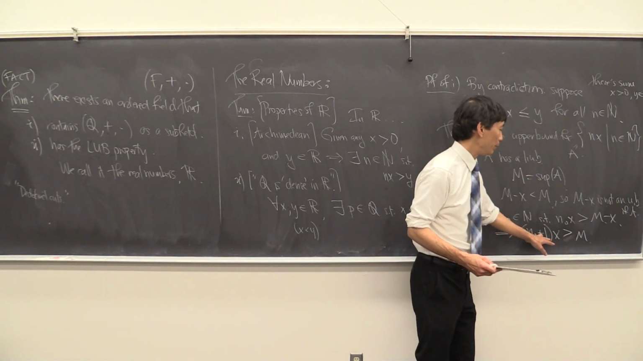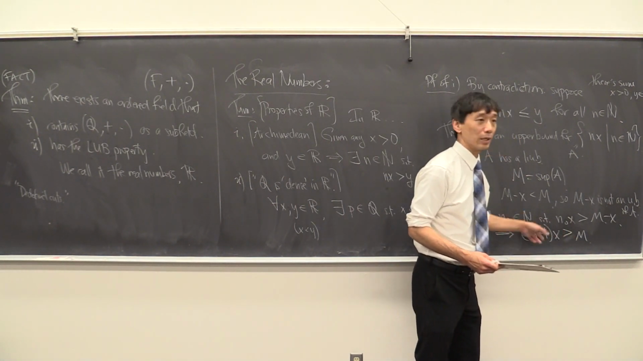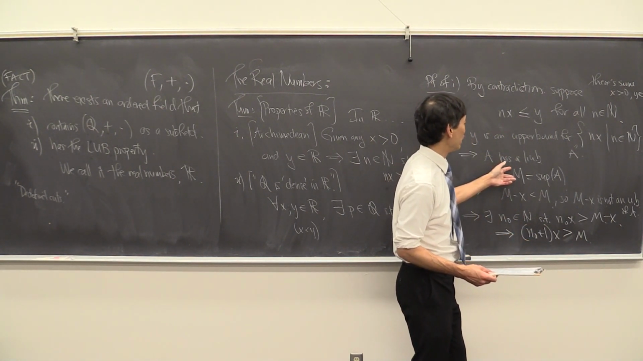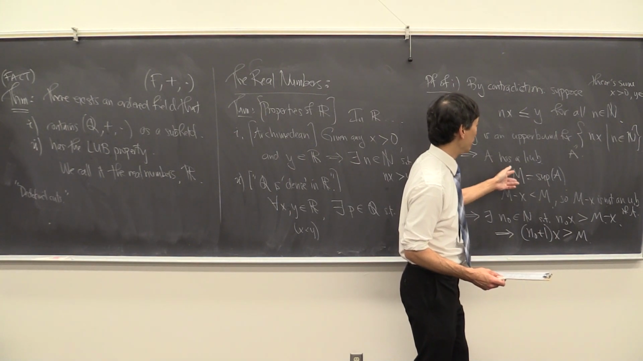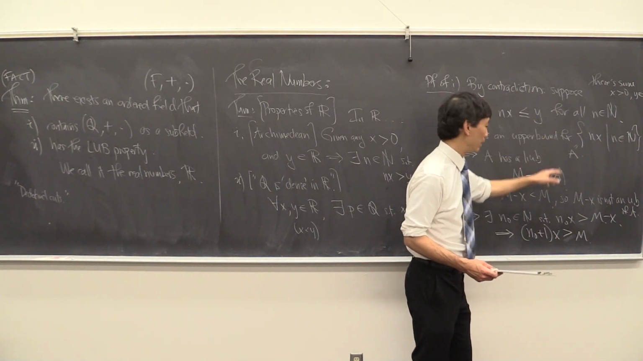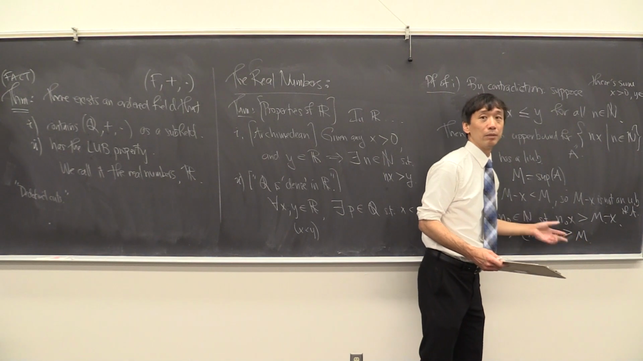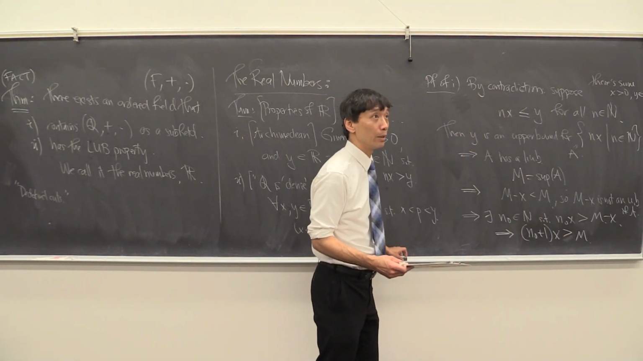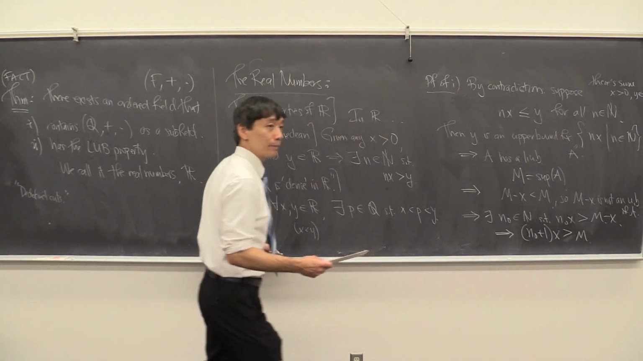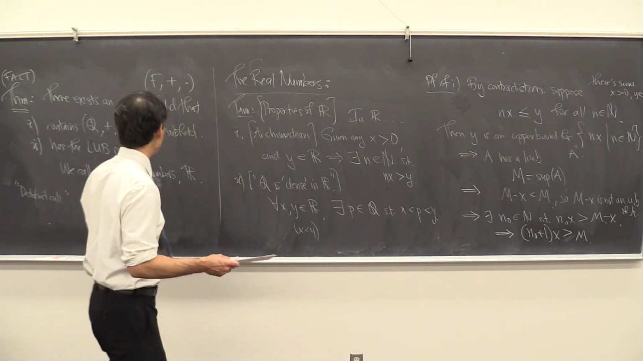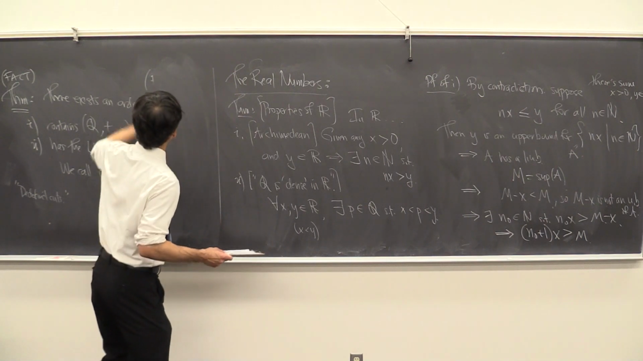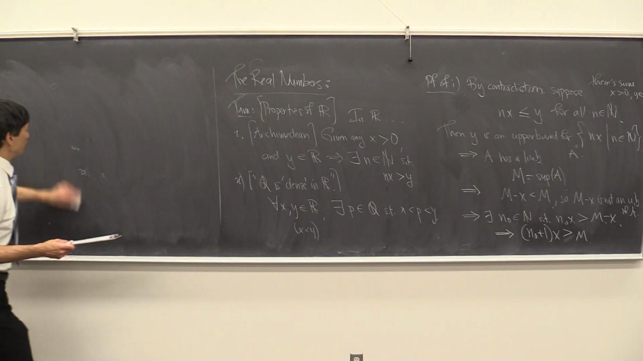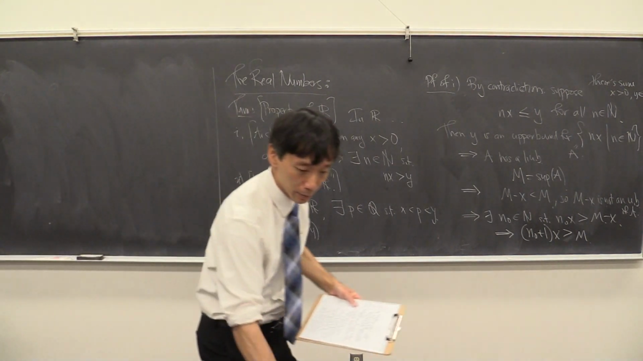So we end up with something that's bigger than m, but that's a contradiction, because m was supposed to be the least upper bound for this set. But we found something bigger than m in the set. Any questions about that? That one's the easy one. The slightly more complicated one, which I hope I can finish, is the second one.